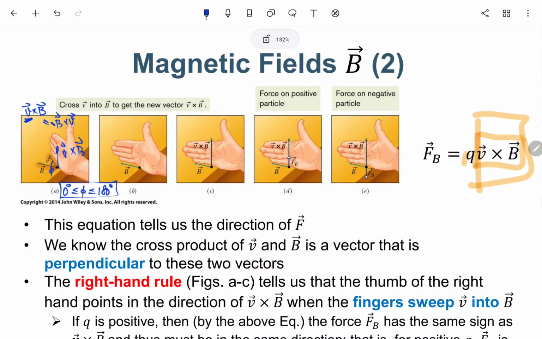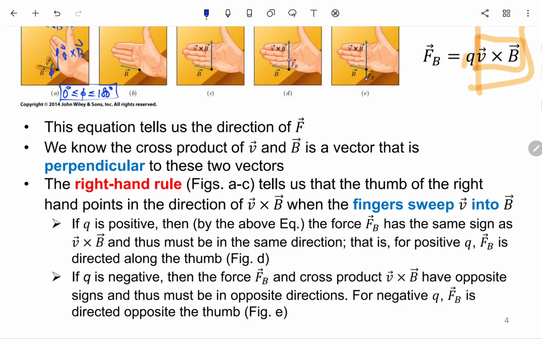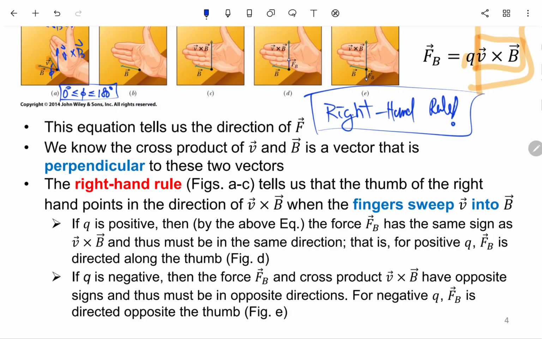I think you should have learned this, the so-called right hand rule. We always use the right hand rule.